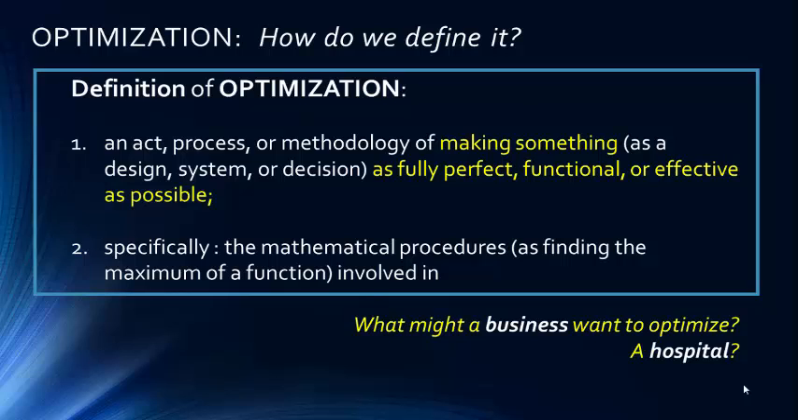What about a hospital? Can you think of some things that a hospital might want to optimize? Maybe it wants to minimize the number of days staying in the hospital after a surgery. This would minimize their costs. Maybe they want to optimize the recovery time, again, the minimum days that someone has to be out of work. Minimize infection rates, maximize survival rates.